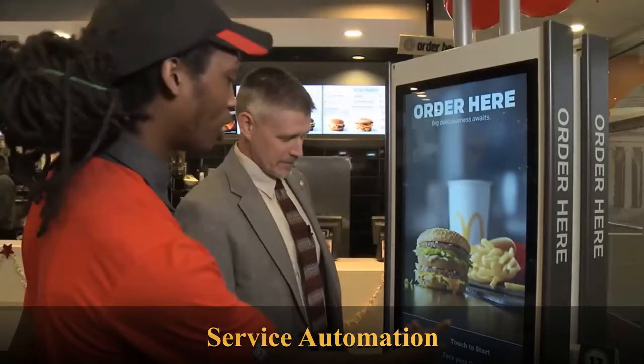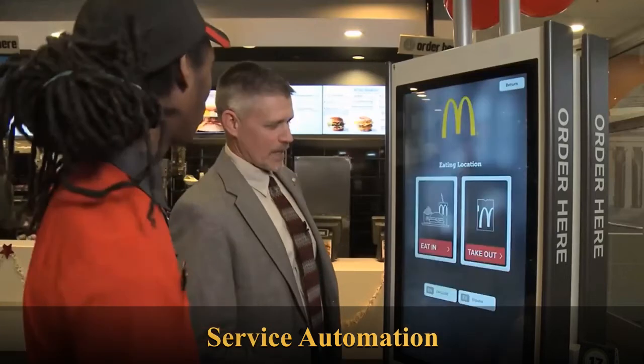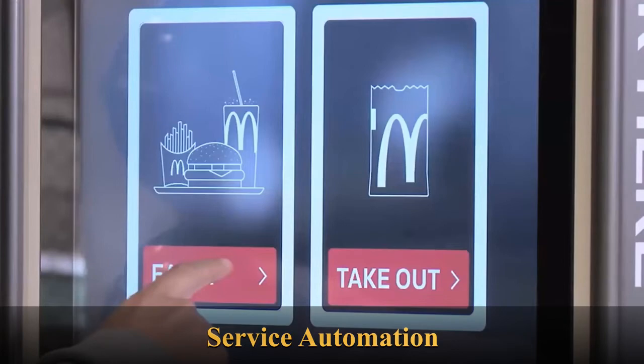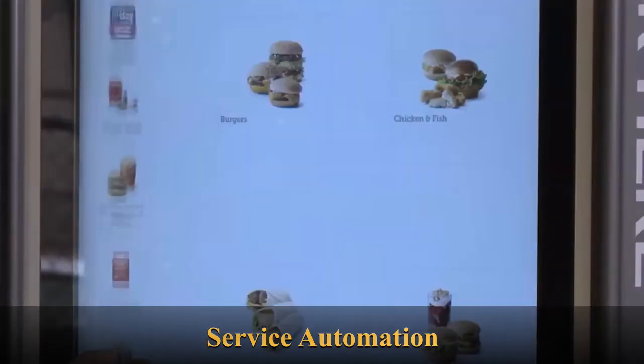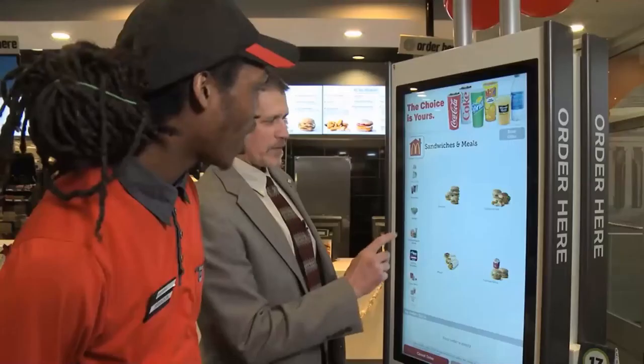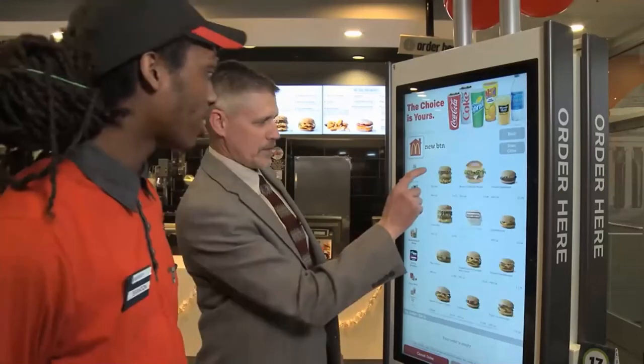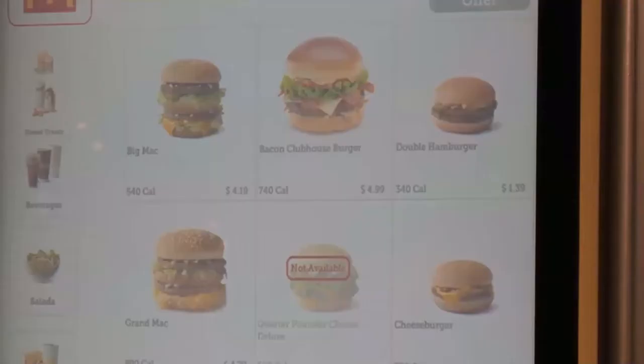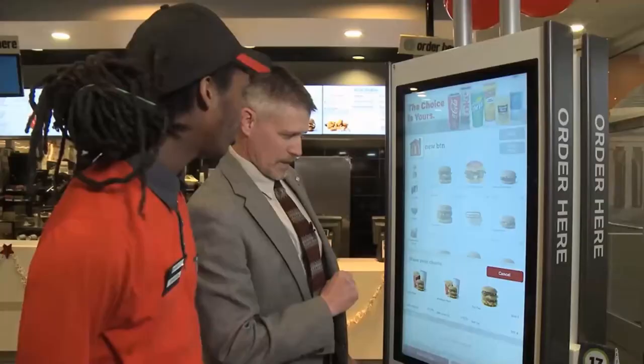So here we go. Okay, so first we touch the start. Okay, and is it for here or to go? I'm gonna order in because I like the table service. Okay, do you know what you wanna order today? I wanna order a Big Mac sandwich. Okay, so Big Mac would be in the burgers category, and you would click the Big Mac there. You want just the sandwich, right, sir? I want just the sandwich. So you click the picture, just the sandwich.